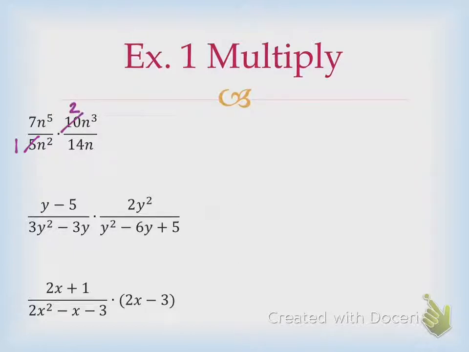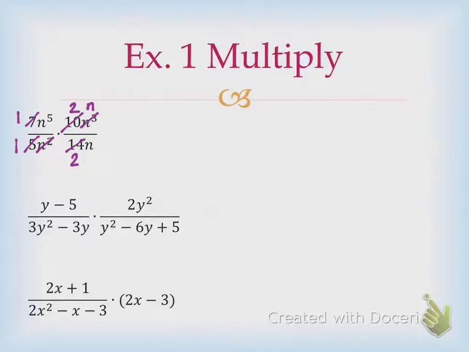Now let's simplify the variables. I have n squared and n to the third. So how many n's can I cancel out? 2. That takes away those two right there. And if I cancel out 2 from n to the third, how many am I left with? 1. So I write that n right there that I'm left with. Okay, now let's simplify 7n to the fifth and 14n. So 7 and 14, what number can go into both 7 and 14? 7. 7 goes into 7 one time. 7 goes into 14 two times.